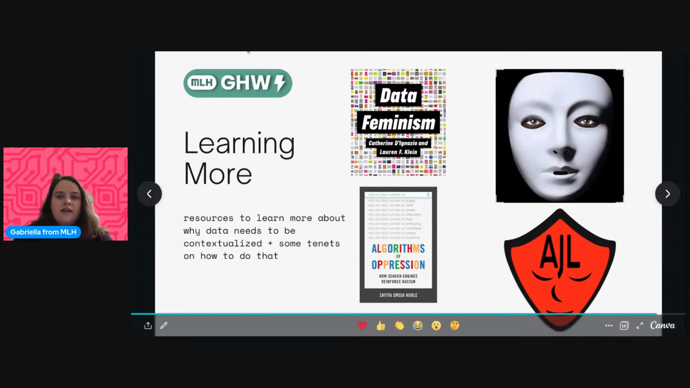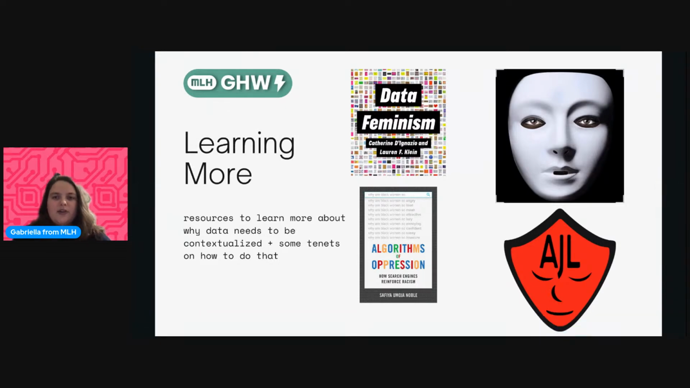And on the right, there are two logos. One is for the Algorithmic Justice League, which is a really cool organization. They do a lot of cool work surrounding data, machine learning, and equity. They have a ton of really interesting articles around data contextualization and social good within machine learning on their website.